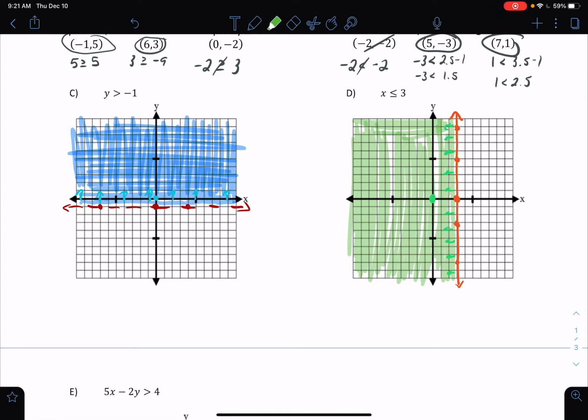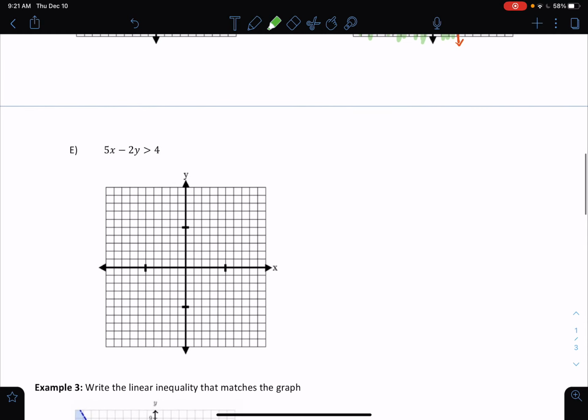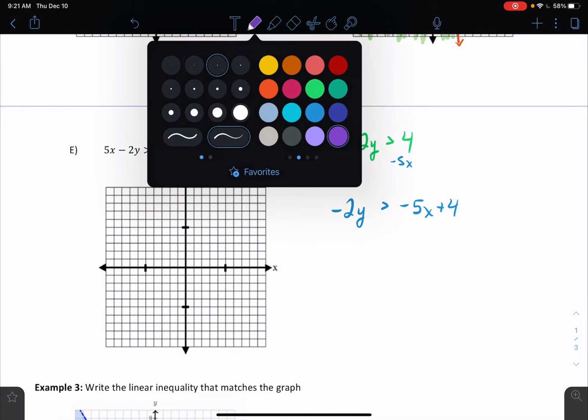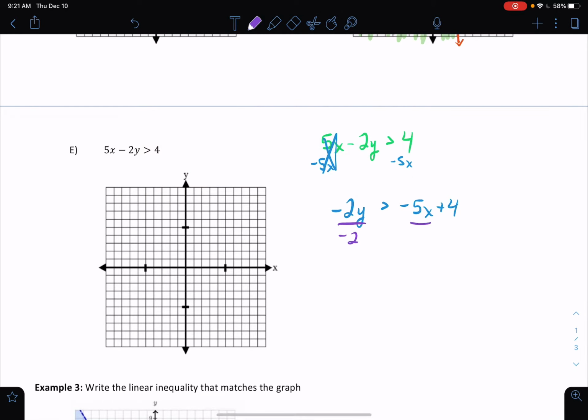All right. What about in part E? I get 5x minus 2y is bigger than 4. Well, this equation's not in slope-intercept form yet. So I want to get it into slope-intercept form. So I want to subtract 5x from both sides. Then I'll get negative 2y is greater than negative 5x plus 4. Now from here, I need to divide everything by negative 2, because I want to get the y by itself.